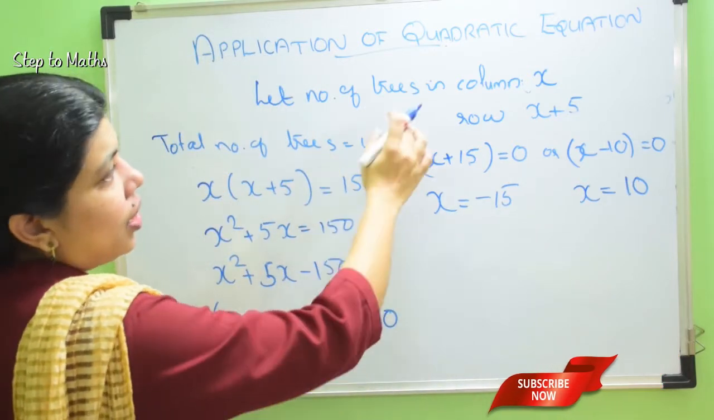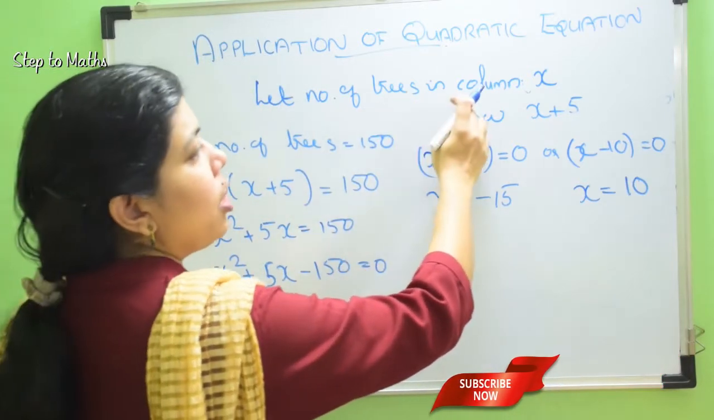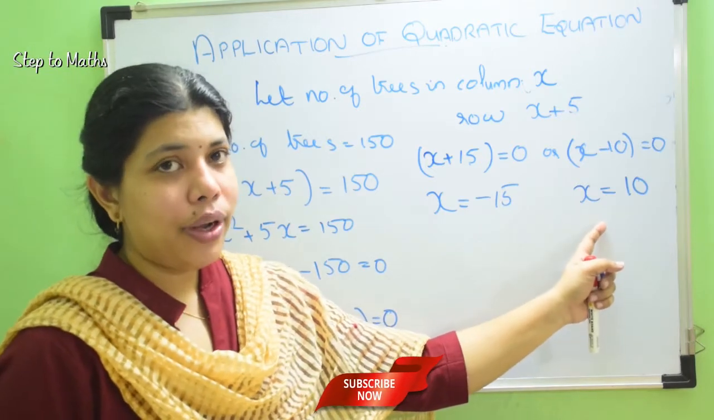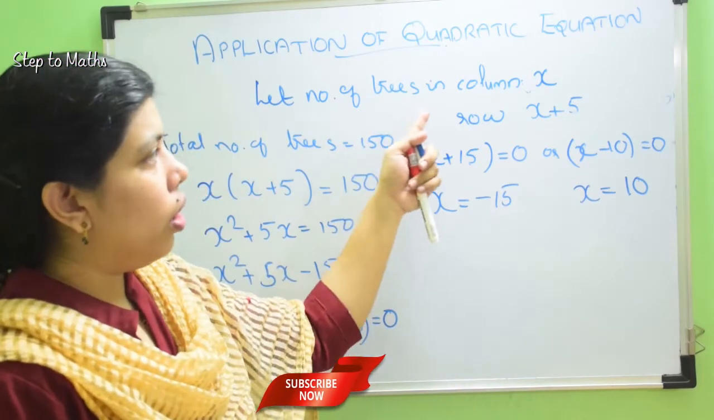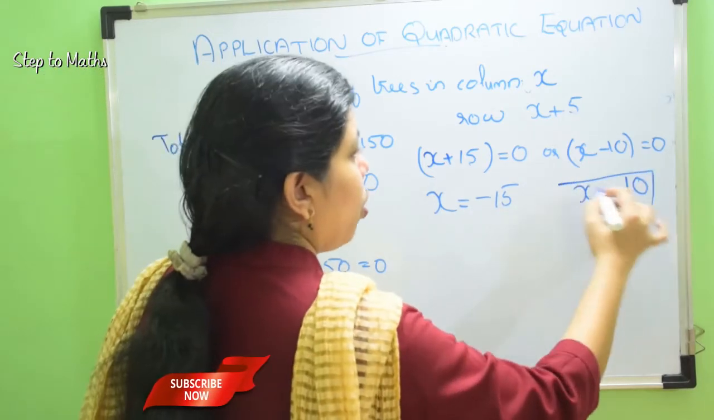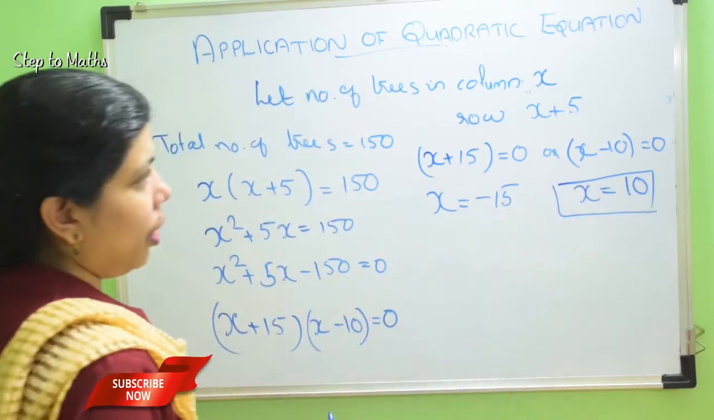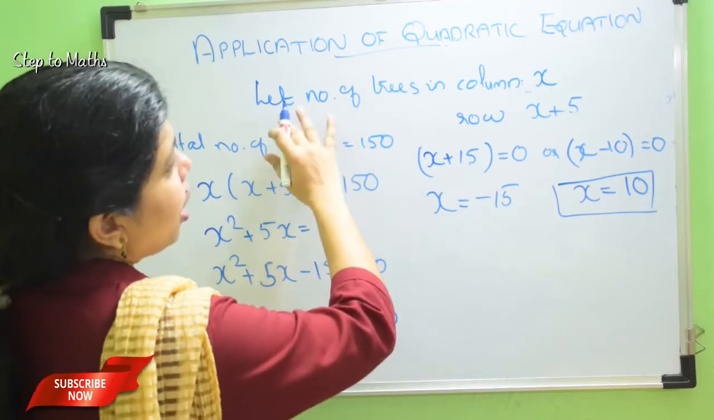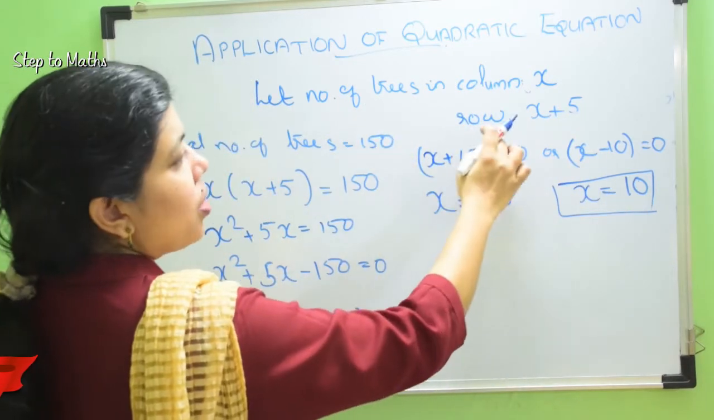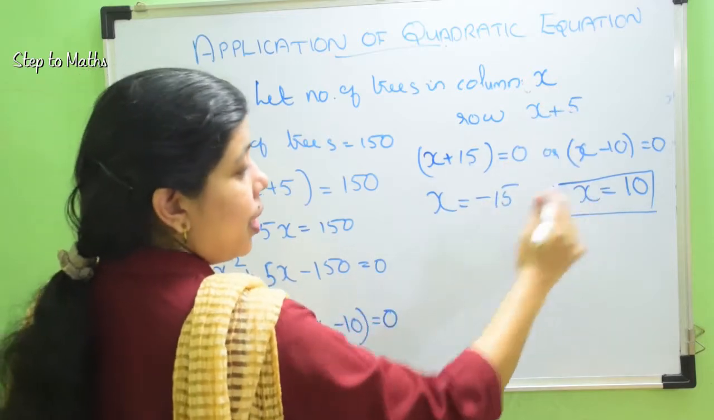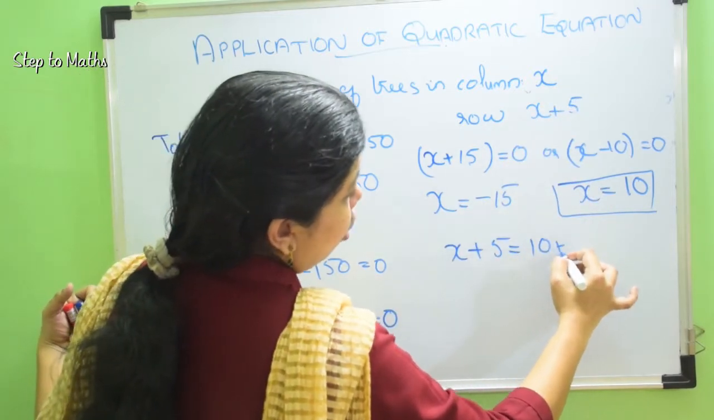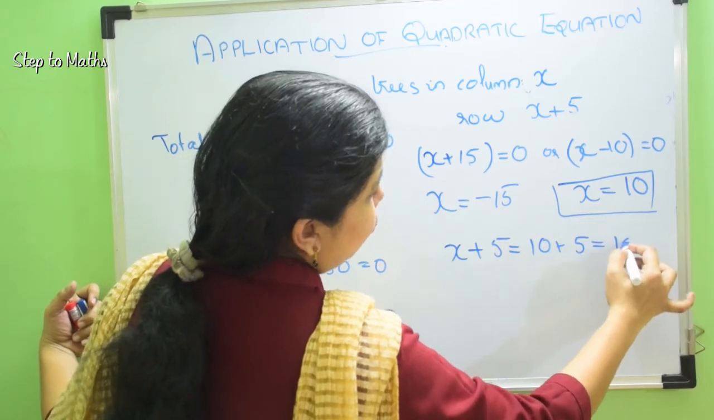Here we take X as the number of trees in a column. So, we consider the positive value only. The column count cannot be negative. So, take the positive value, X is equal to 10. That means the number of trees in a column is 10 and the number of trees in a row is X plus 5, that is 10 plus 5, that is 15.